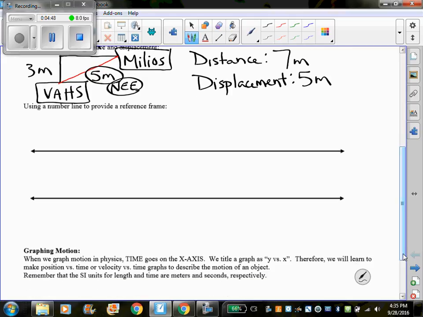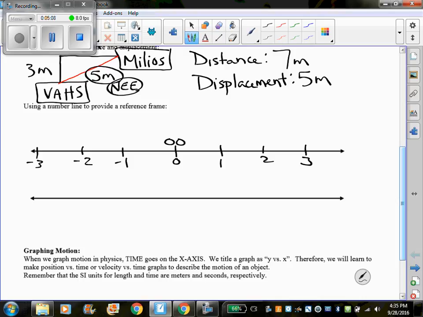Let's do another example, though. Let's use a number line, just like how we did in your lab. So we'll have the positive numbers on the number line on the right side and the negative numbers on the number line on the left side.